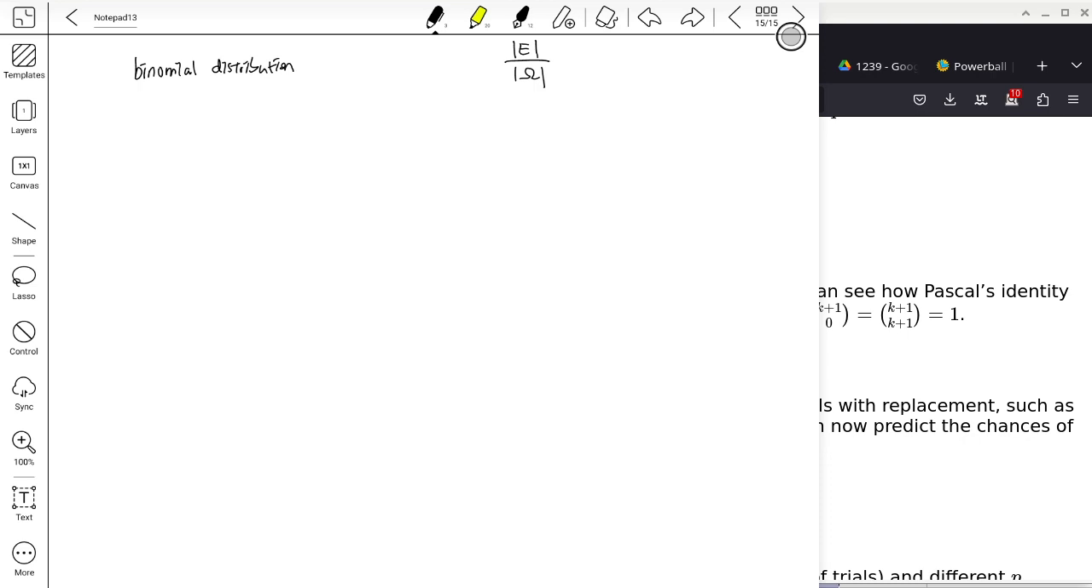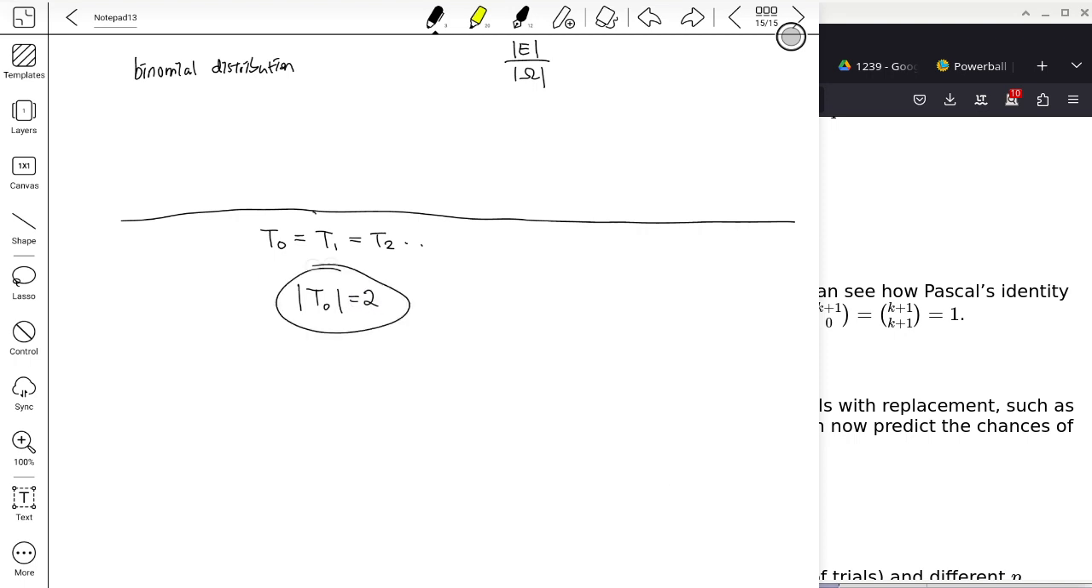The way you look at this is to look at how the experiment is set up. Let me just put a bar over here. When you're looking at an experiment, you look at the outcome of each trial. So if trial 0 is the same thing as trial 1, the same thing as trial 2, and so on, and the cardinality of T0 is 2, then you have a pretty good chance that you're dealing with a binomial distribution. Because in a binomial distribution, every single time you have a trial, it must have exactly the same two outcomes. It's just that the probability of each outcome is not exactly 0.5. It can be very lopsided. That gives you the idea that you might be using the binomial distribution.